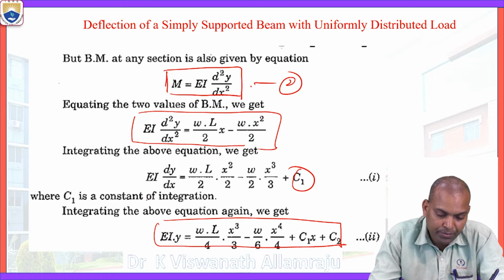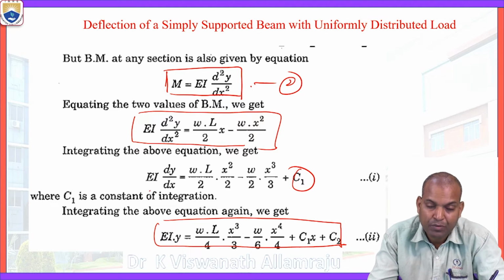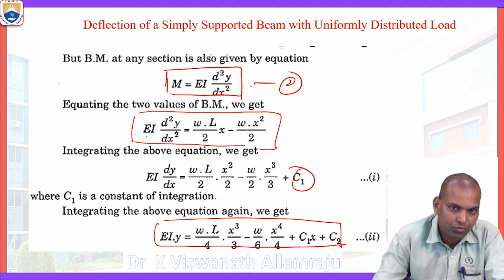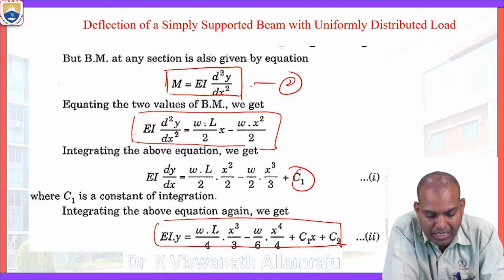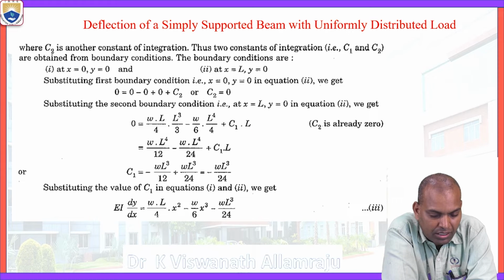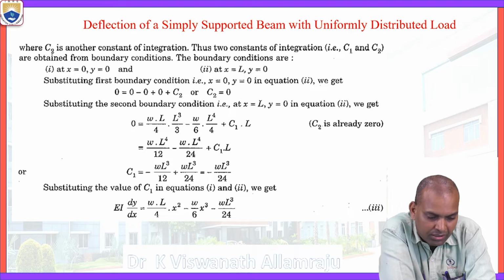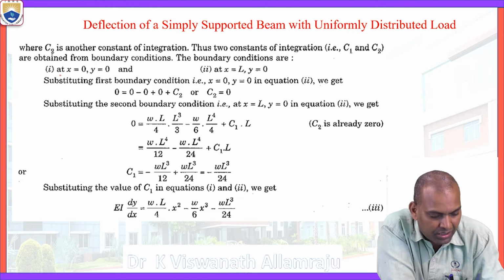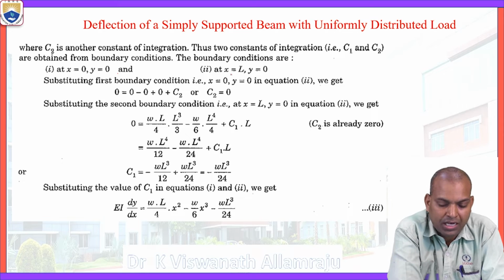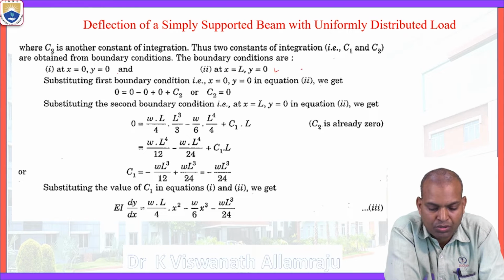Why is it known as the double integration method? Because we are integrating twice the original equation, that is EI times d square y by dx square equal to WL by 2 times x minus Wx square by 2. Now let us find what the two boundary conditions are. The first boundary condition is at x equal to 0, y equal to 0, and the second boundary condition is at x equal to L, y equal to 0.